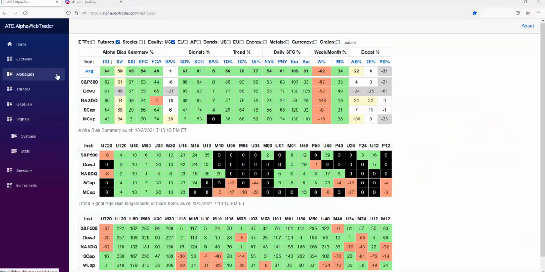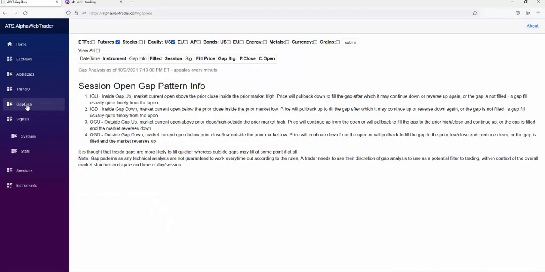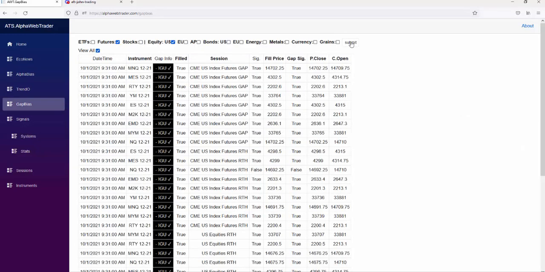That filter is housed in our Alpha Web Trader. If I go down to gap bias here, what this will do is in the morning when the market's open, it will tell us what type of gap we have, and we use that as a filter. Friday we had inside gaps to the upside. You see these IGU. Basically all four, the Dow, the S&P, the NASDAQ, and the Russell, all gapped up at the open. They were still inside the prior day's range, but gapped up from the previous day's close.